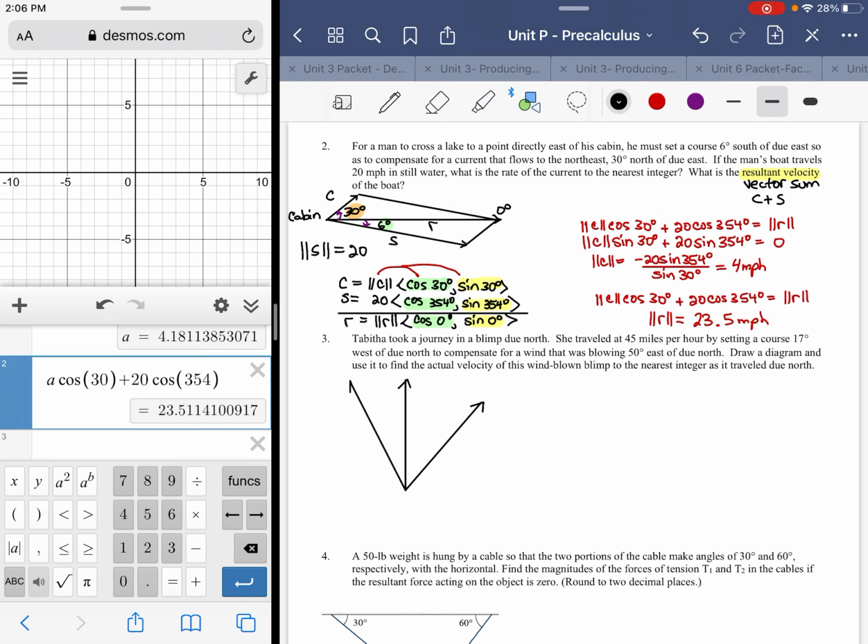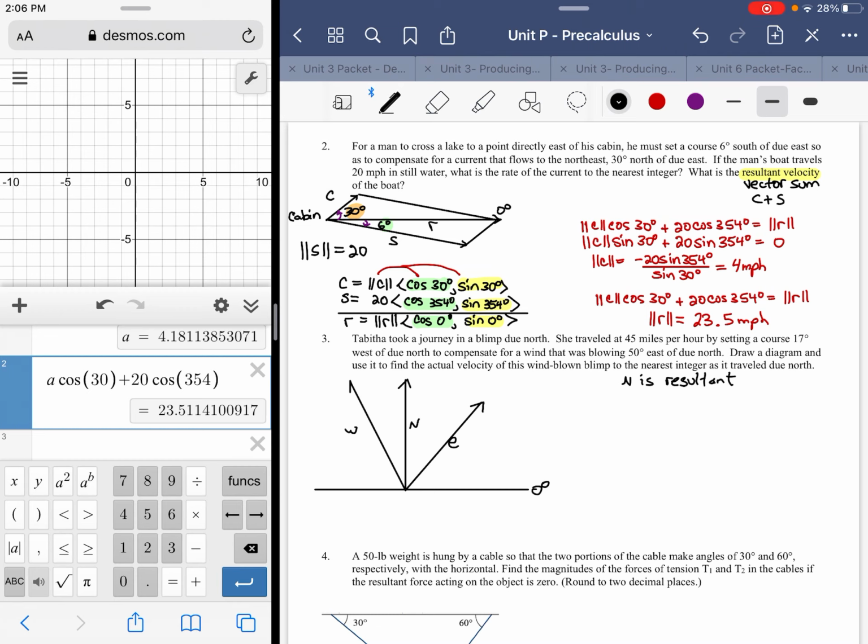Just ballparking. What we've learned in some of the previous examples, if this thing wants to work freehand, is that I'm going to need an x-axis that I'm going to call 0 degrees. We'll draw a diagram and find the actual velocity of this wind-blown blimp to the nearest integer as it traveled due north. So this is going to be the resultant. So that n is resultant.